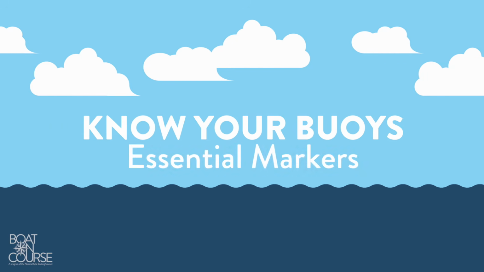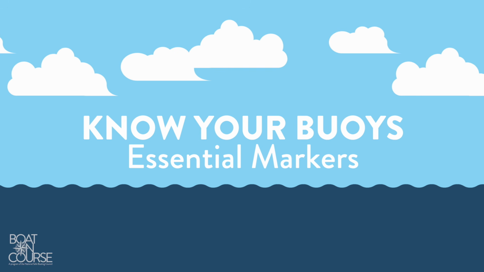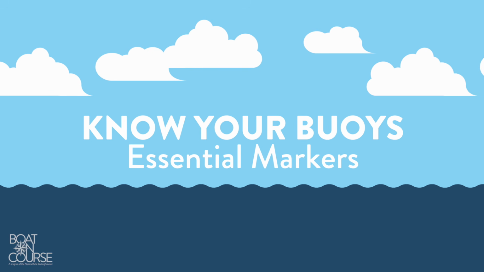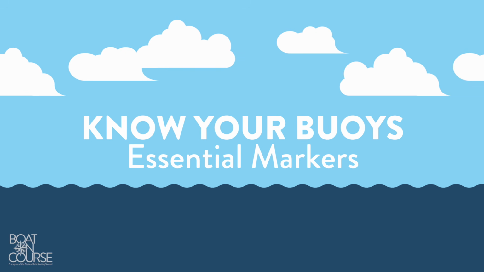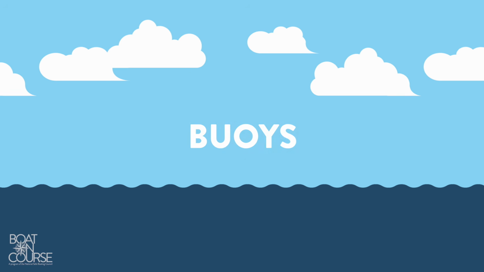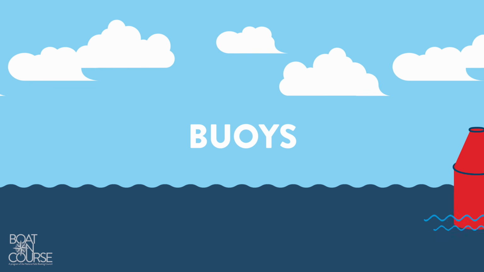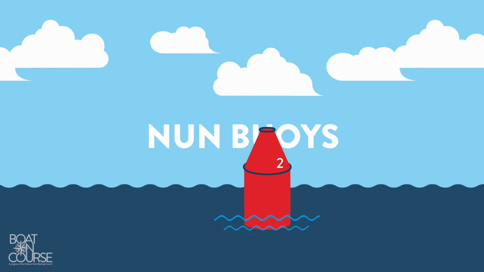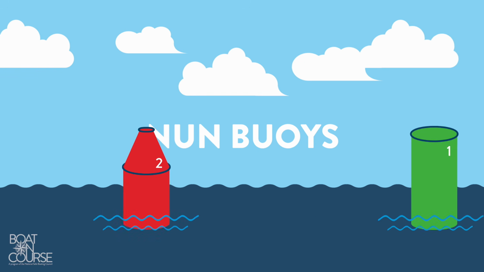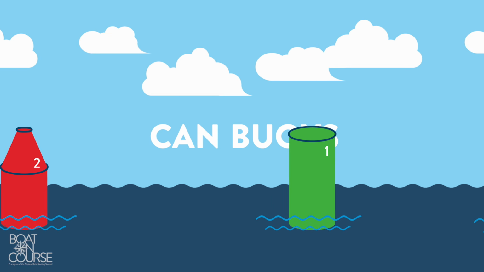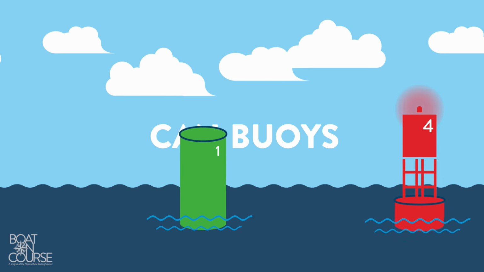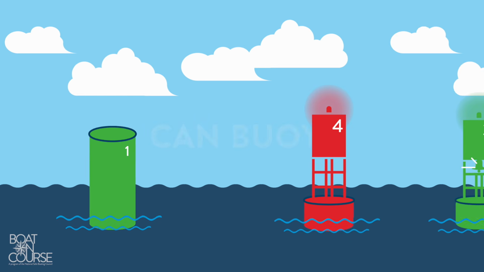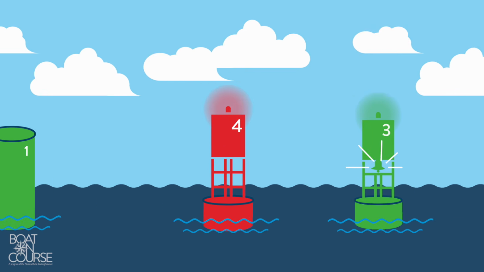Let's break down some of the common aids to navigation you will see while navigating different waterways. These are the road signs of the waterways. Buoys. Buoys are navigation aids that float on top of the water and are moored to the bottom. They may be a cylindrical shape with a conical top, called nun buoys. Buoys may also have a flat top. These are called can buoys. Some even have lights on the top or make a sound.